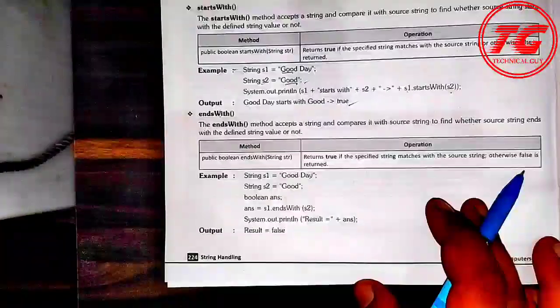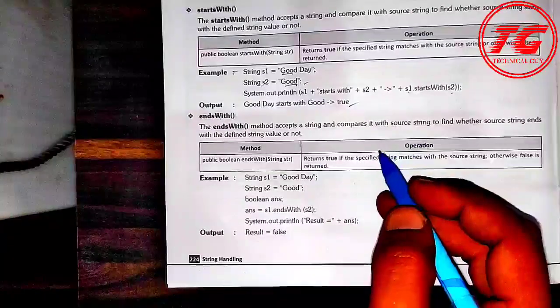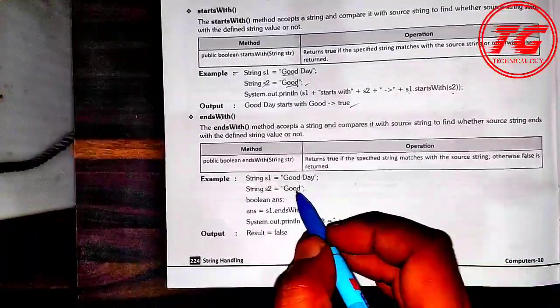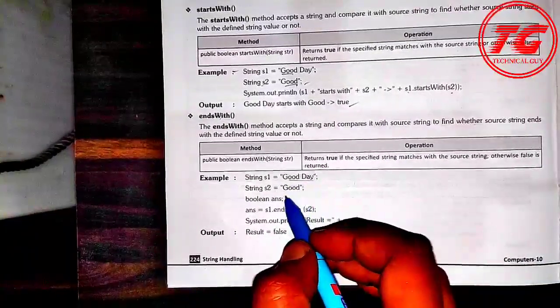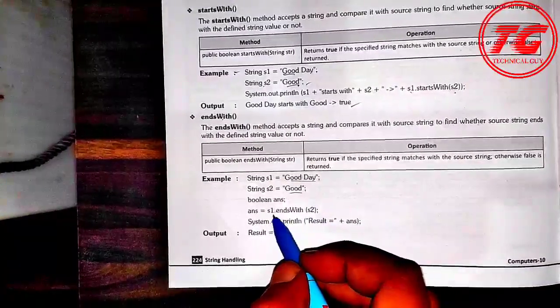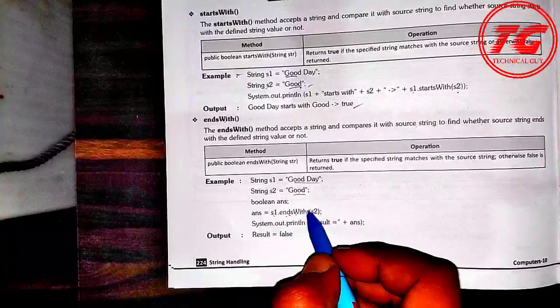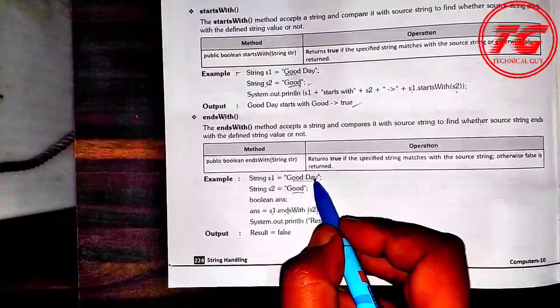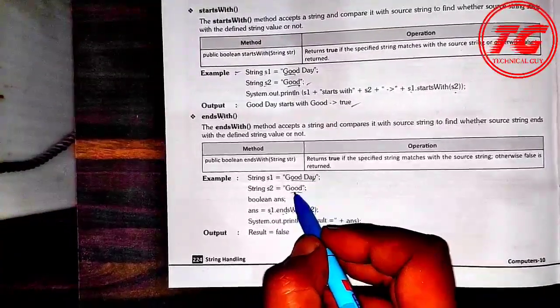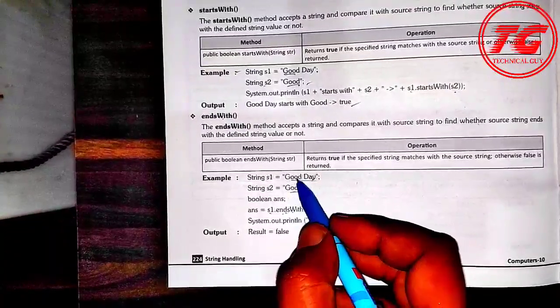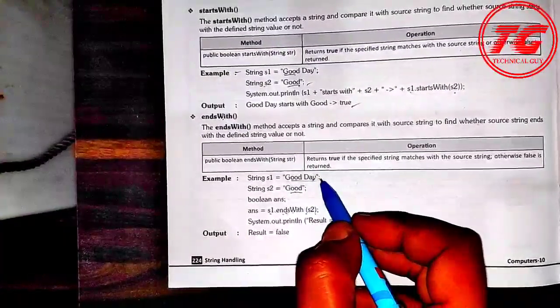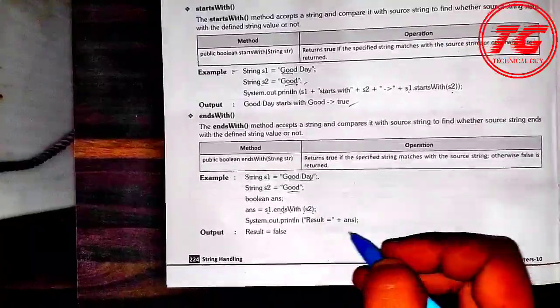EndsWith, in a similar way, is used to check whether the string ends with a particular substring or not. Say s1 is "good day", s2 is "good", and the boolean endsWith, we have s1.endsWith(s2). s1 ends with "day", but s2 is "good", so s1 does not end with s2, so that's why it is returning false.